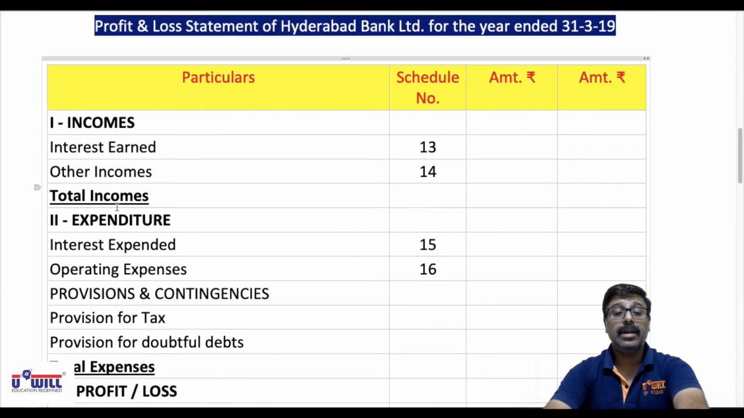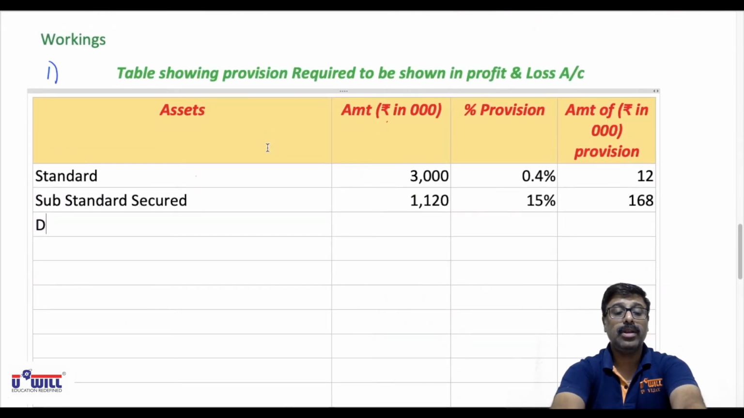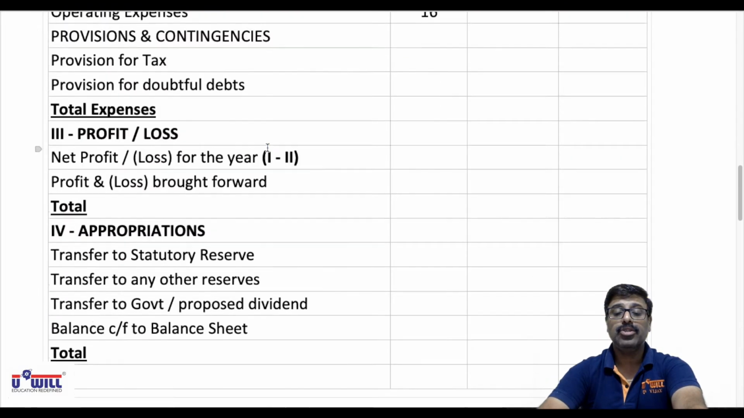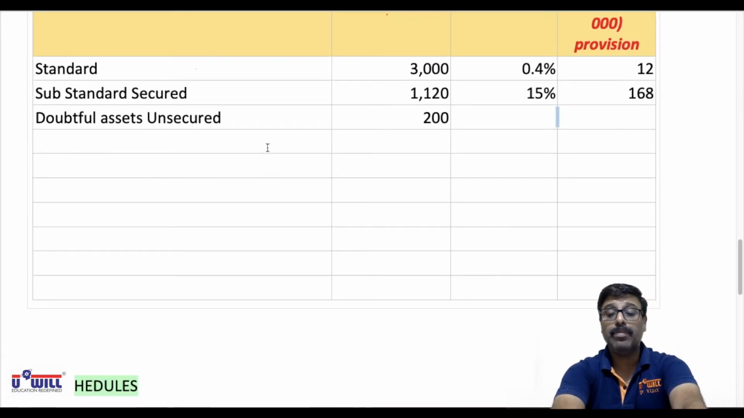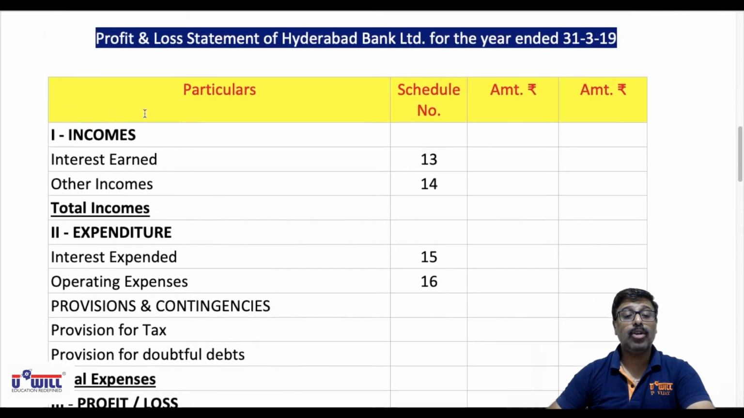Then we have doubtful assets not covered by securities, that means unsecured. You can write in one word, unsecured. Because they are unsecured, 100% provision will be required on that 200 rupees. So 200 into 100% provision, that is 200. So doubtful, unsecured are also covered.